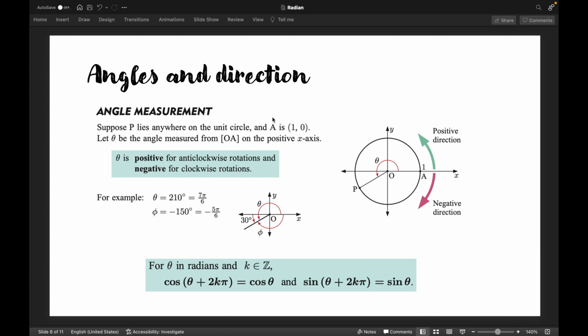So angle measurement. Suppose P lies anywhere on the unit circle and A is (1, 0). Let theta be the angle measured from OA on the positive axis. So theta is positive for anti-clockwise rotations and negative for clockwise rotations. Okay, so this may seem complicated, but all you need to know is this.